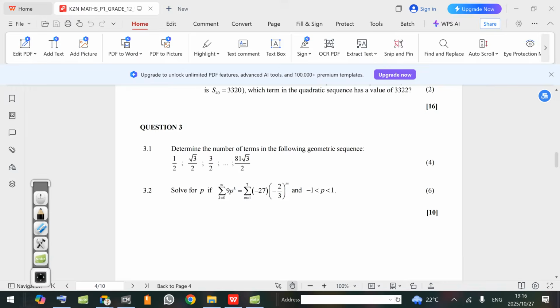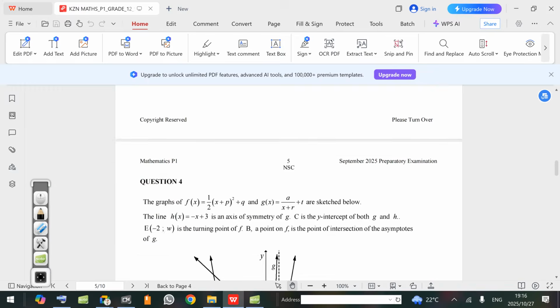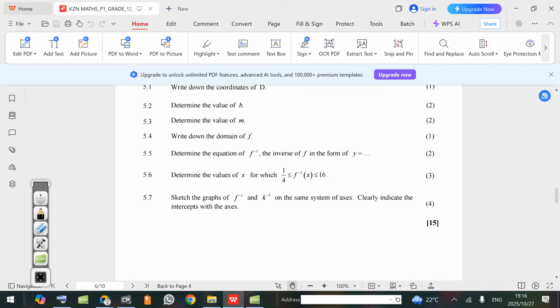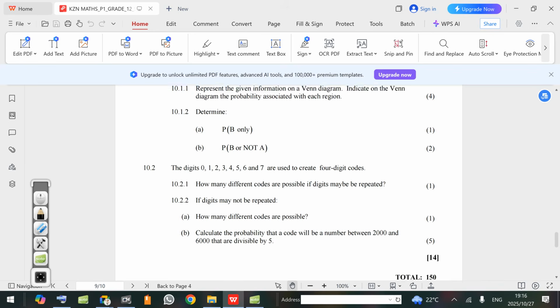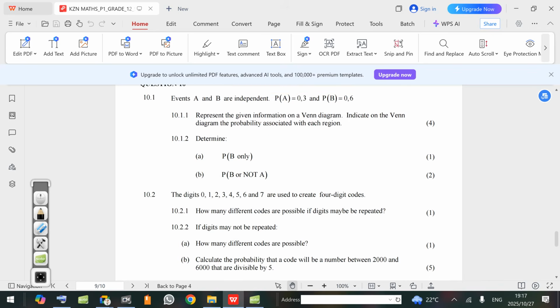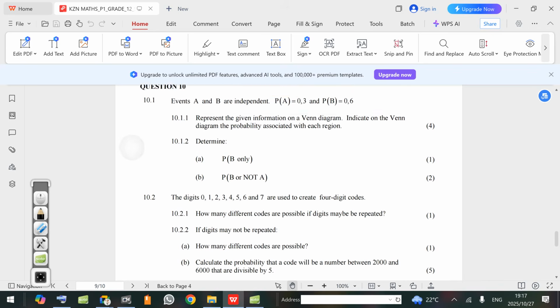So you get 6 marks. All right, that was a beautiful question. There's something I'm going to show you within functions and calculus, something I want to show you on this paper. But let's quickly look at probability.